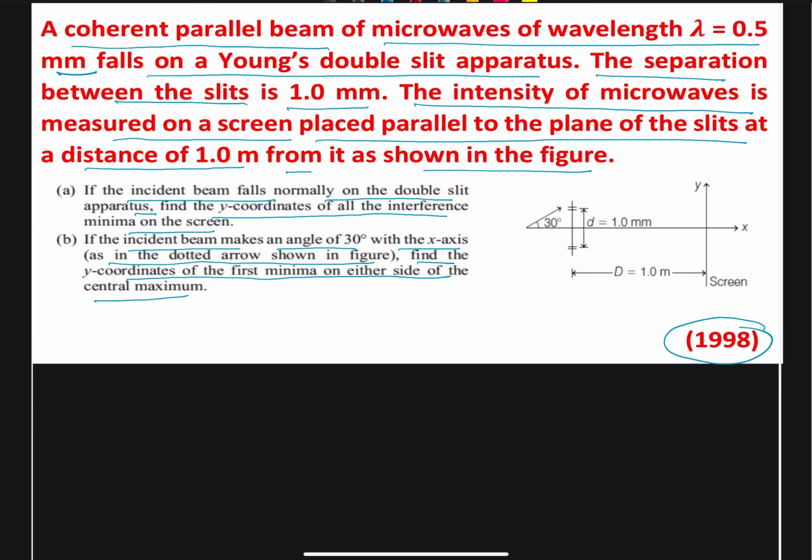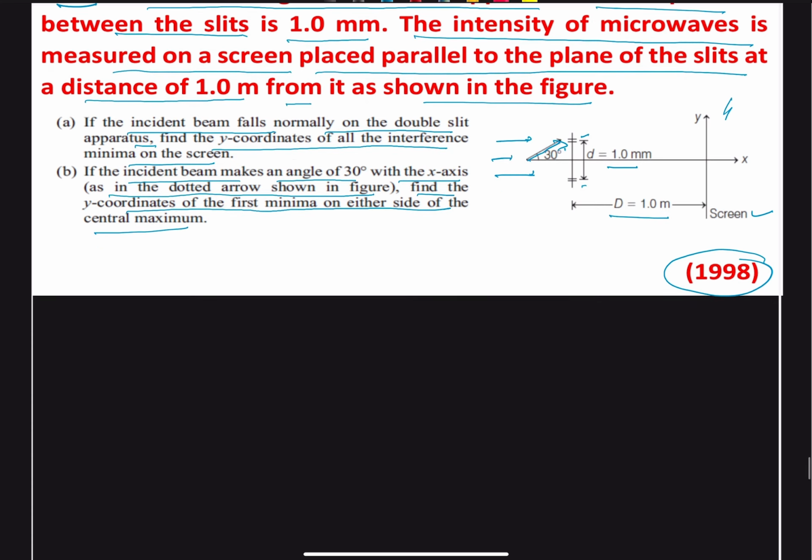Okay, so we have this figure, we have a screen. The distance between these are two slits. The distance between the screen and the slits is 1 meter, and the distance between the slits is 1 millimeter. And here the cases are two. In the first case, the rays are just normal to the slits, and in the second case it is at an angle of 30 degree. And we have this as a screen.